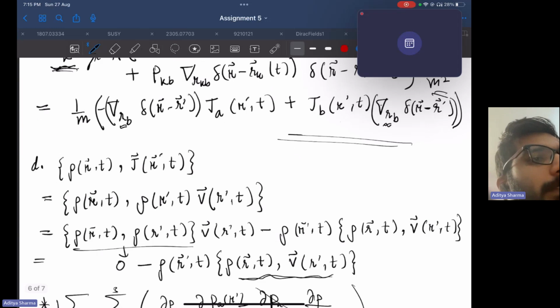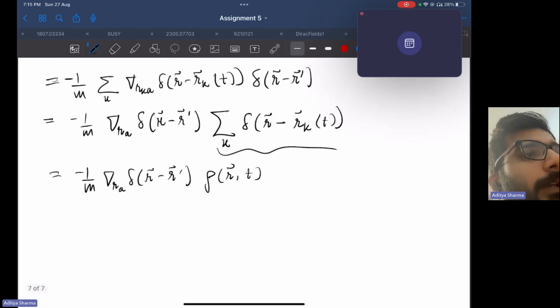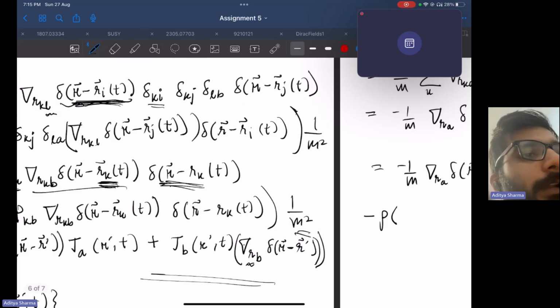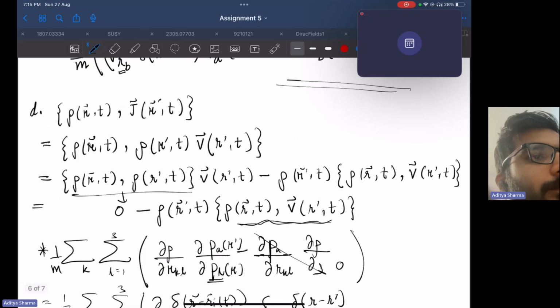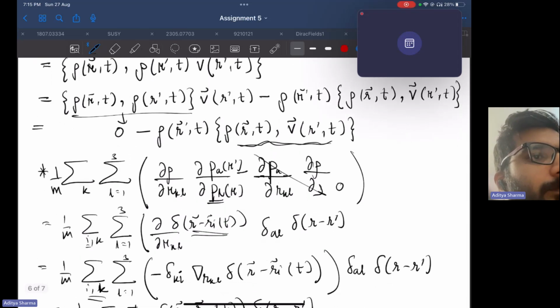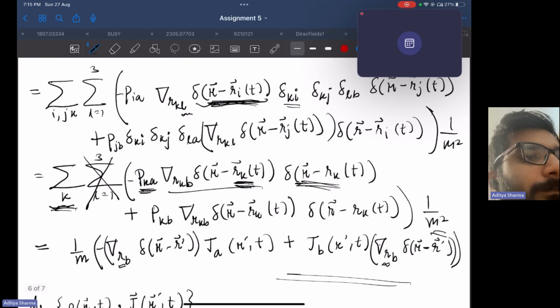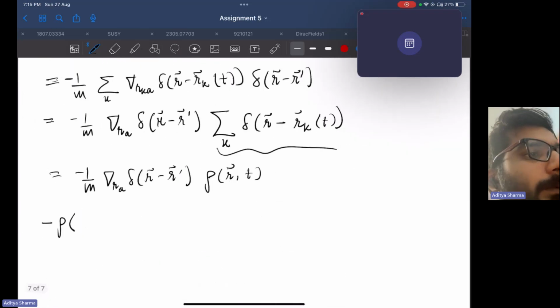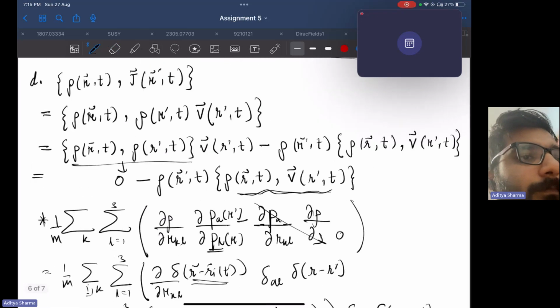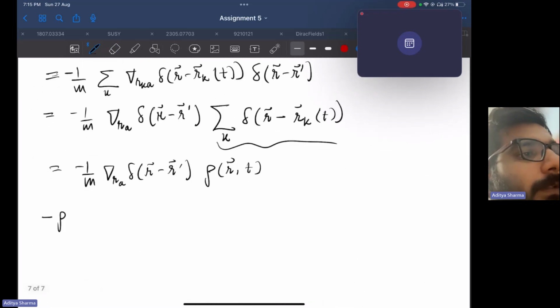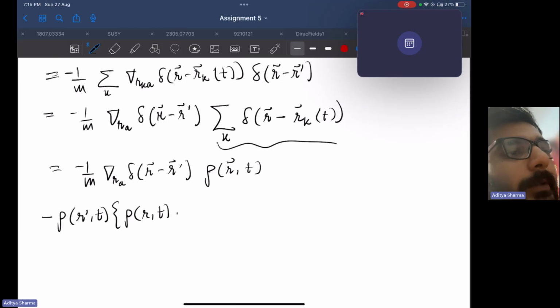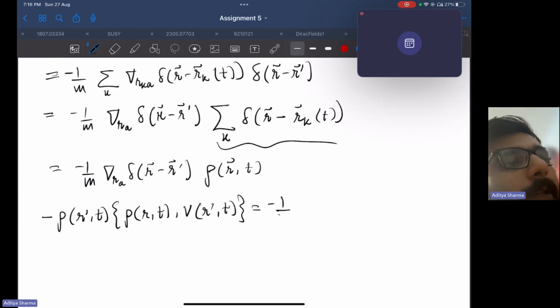So that we got that minus rho at R prime comma t is equal to rho, and t R prime comma t is equal to minus m. Now this was V_a, so we had this thing.